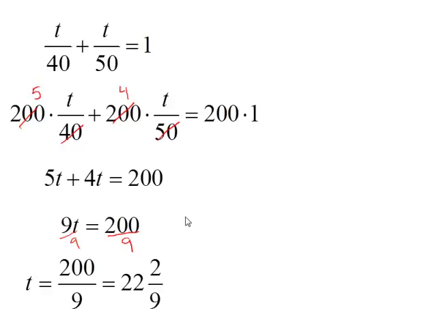It's customary to convert this answer to a mixed number. 200 over 9 as a mixed number is 22 and 2/9. So if they work together, we know that it would take 22 and 2/9 minutes.